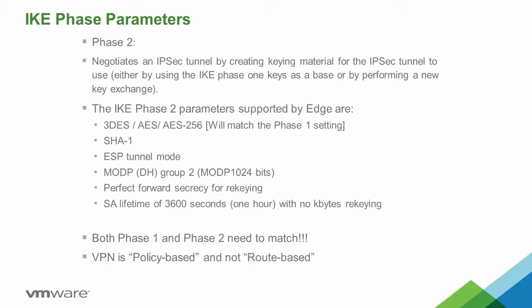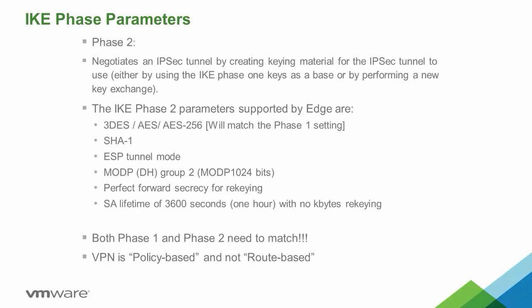Where this is important to remember is on your third-party firewalls, where they may allow you to use, for example, triple DES and SHA-1 for phase 1, and then to use AES-256 and MD5 for phase 2. If a vShield Edge is trying to peer with a firewall with that type of configuration, it will not work. They must be the same.